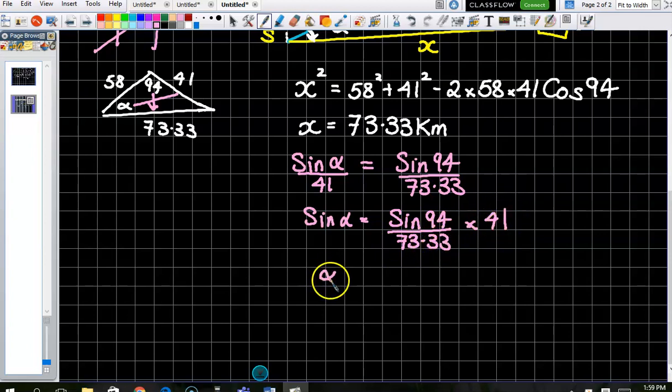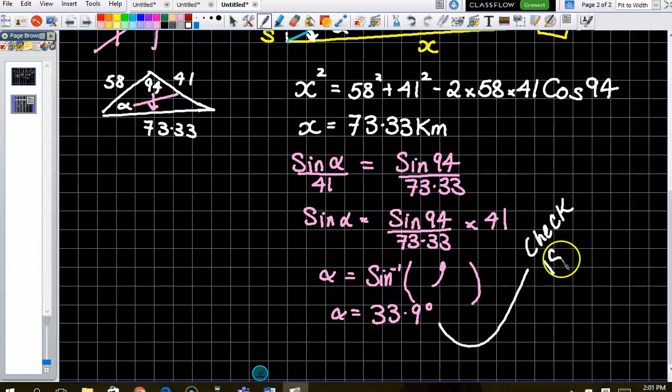And then to solve for alpha, how do I get rid of the sine? Inverse sine. Hopefully it's easy, but it's easy on paper. You'll practice one in a minute. And hopefully you'll realise I haven't lied to you. They're pretty much the same thing over and over again.